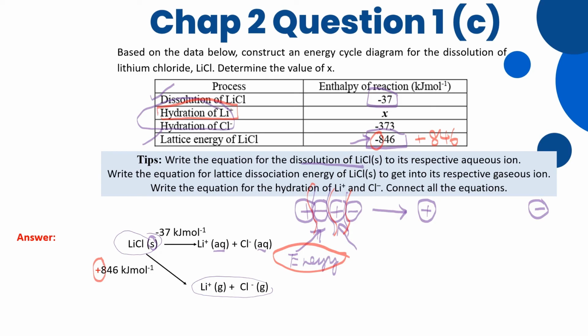So hydration means changing gaseous ion to aqueous ion. So the value is X, which is something we need to find. So we put it here. And then hydration of chlorine ion is negative 373. So how to relate that?